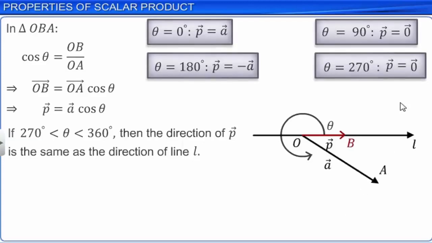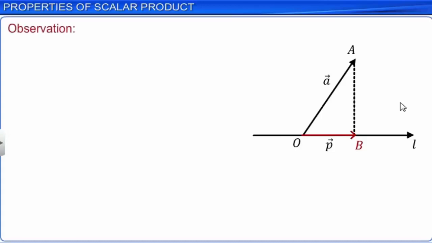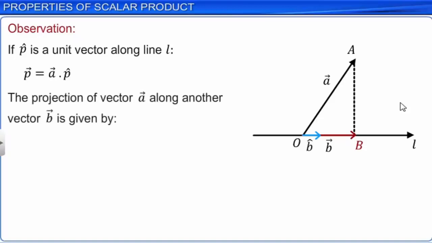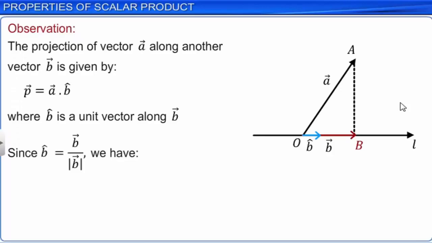Projection vector P of vector A is also equal to the dot product of vector A and unit vector p along line L. Let us replace line L with another vector B and find the projection of vector A on vector B. The projection vector of vector A on vector B is equal to the dot product of vector A and unit vector along vector B. The projection vector of vector A along vector B is also given by the dot product of vectors A and B divided by the magnitude of vector B.